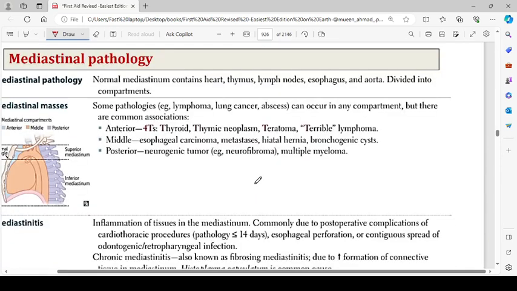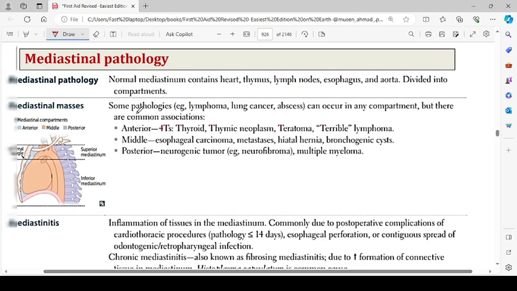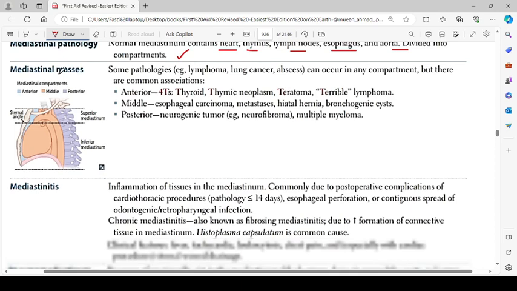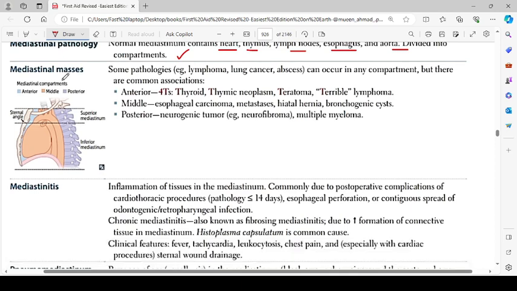Then we have mediastinal pathology. So, for the mediastinal pathology, the normal mediastinum contains the heart, thymus, lymph nodes, esophagus, and aorta, divided into compartments. The mediastinal masses: in this picture, you can see the blue one is the mediastinum and the red is the middle and posterior. So, I'm sorry, the blue is the anterior mediastinum.